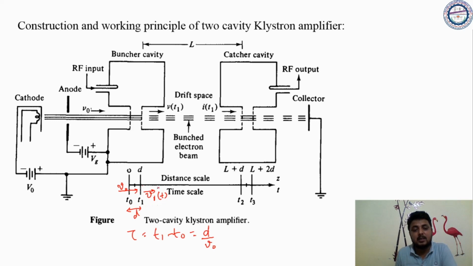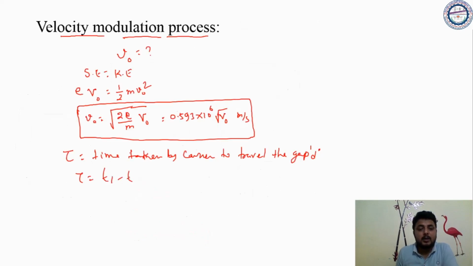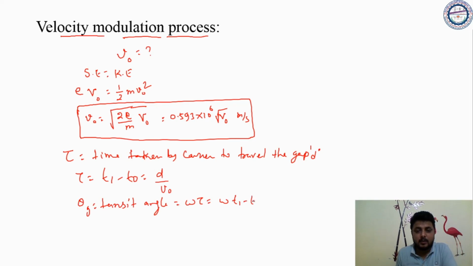In this v1 of t we can see whether the velocity is accelerated or decelerated. By using the equation of this we can find it. So initially we have tau is equal to d by v0 in the gap. Therefore tau is equal to t1 minus t0, which is equal to d upon v0. Therefore theta g, the transit angle, can be written as omega tau, which is omega into t1 minus t0, which is equal to omega d by v0. Otherwise, here we can find omega t1 should be equal to omega t0 plus omega d by v0.